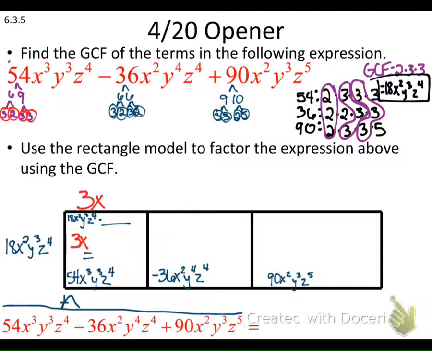Moving on to my next rectangle. I'm sorry, Jemiah, did you ask: do we put the 1 or no? Like when you said 3, like the 1 connected to the x? No, you can just put x.